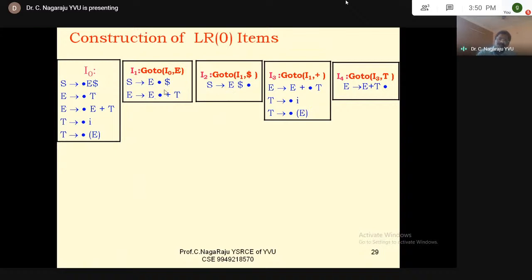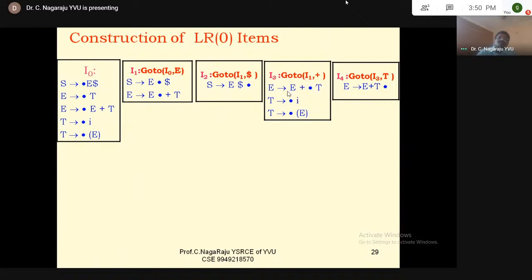So here are written the productions of these two. And the next here is dot S dollar. Suppose in I2 we are getting the state 2. So suppose on input dollar, it will enter from state 1 to state 2. Assume that. So on input plus, it enters from state 1 to state 3. So that is like this.